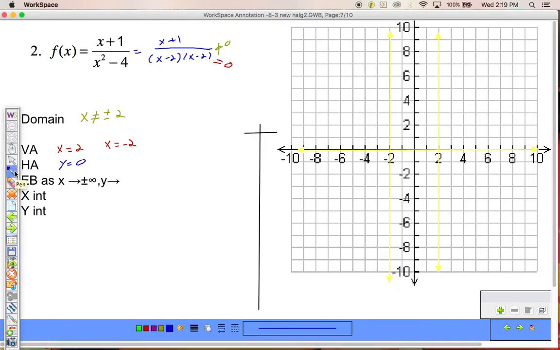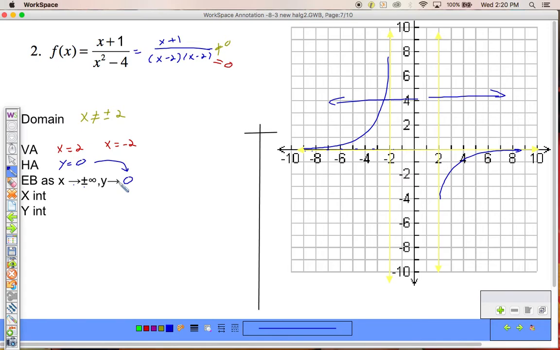As my graph curves, it's going to flatten out. I don't know if this is what it looks like. It probably looks something like this and maybe something like this. The idea is as I get away from the middle, my graph is getting close to that horizontal asymptote, so my end behavior is going to read as x approaches positive, negative infinity, y approaches my horizontal asymptote, which is 0.